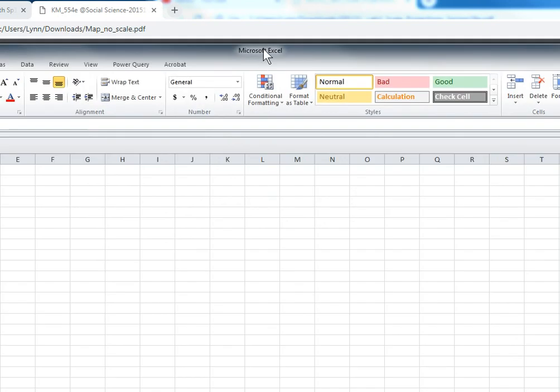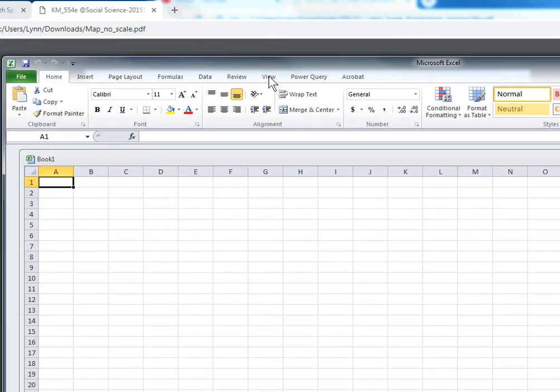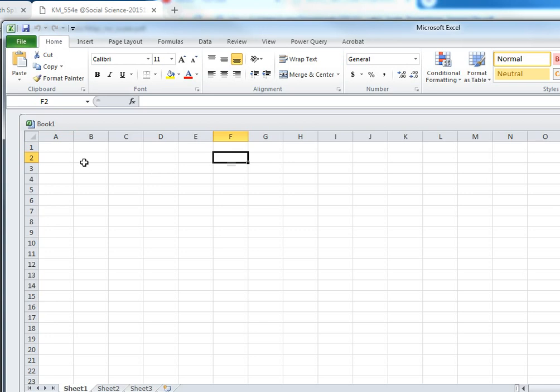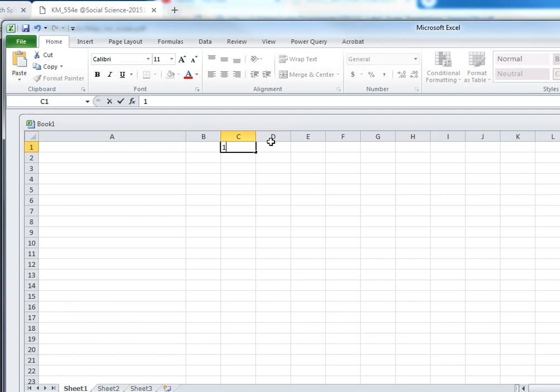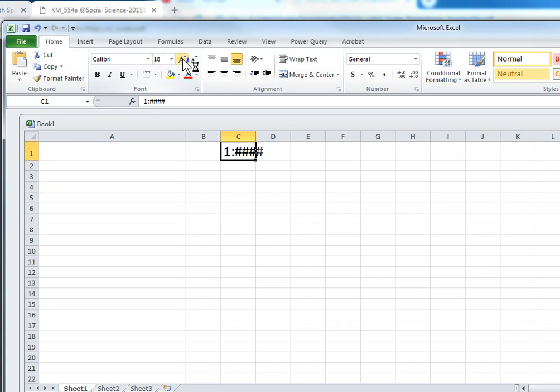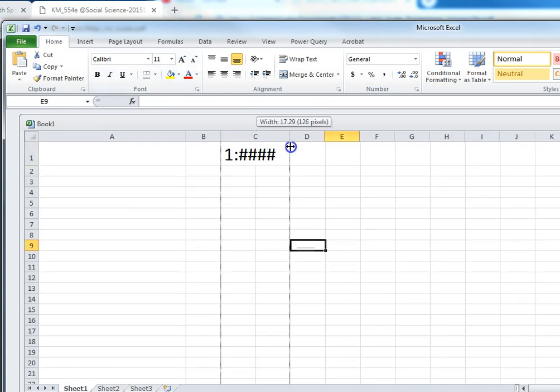Where's my Excel? Oh, rats, I closed that. Okay, so then you're going to set up your ratio. Remember, a representative fraction, you want 1 to some number when you're done. 1 to some number, and I don't know what that number is, right? So that's what you want to end up with.